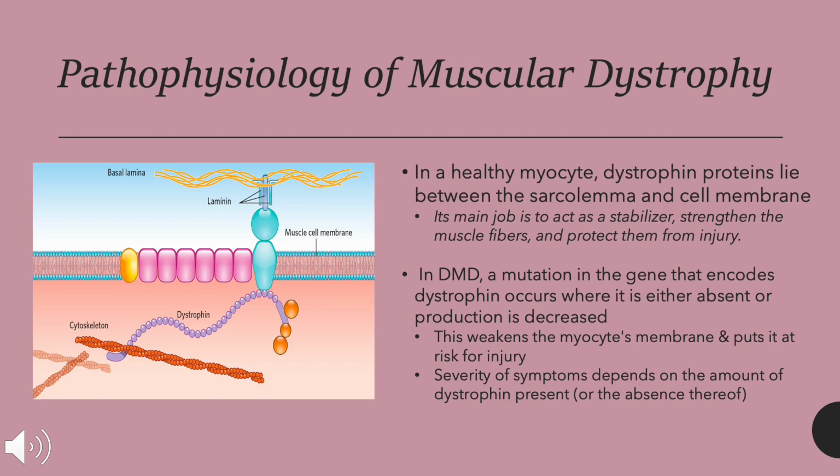In a patient without muscular dystrophy, a healthy muscle cell has dystrophin proteins between the sarcolemma and the cell's membrane. The dystrophin acts as a stabilizing agent to strengthen the muscle fibers, protect the cell, and maintain the integrity of the cell membrane. In Duchenne's, mutation occurs in the gene that encodes dystrophin, where either dystrophin is not produced or production is severely decreased. Without dystrophin, the muscle cell's membranes have structural integrity concerns and are at risk for injury. Symptom severity correlates with the amount of dystrophin in the myocytes. In healthy patients, dystrophin can be found within the skeletal and cardiac myocytes, the brain, and the retina.